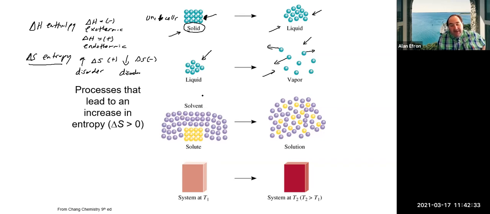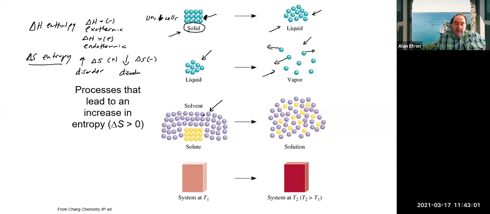The process of making a solution is also a process that increases the entropy. It actually increases the entropy for both parts of the solution. If you remember, a solution is made up of a solute and a solvent, the solute being something that's being dissolved, the smaller part in the larger part, which is the solvent.